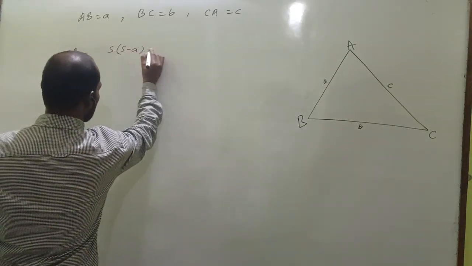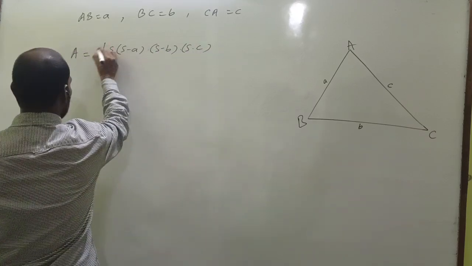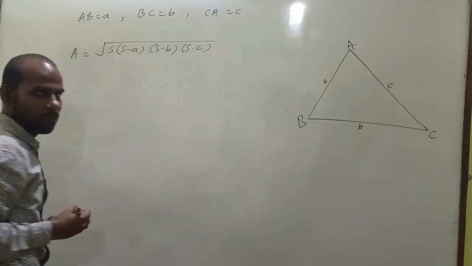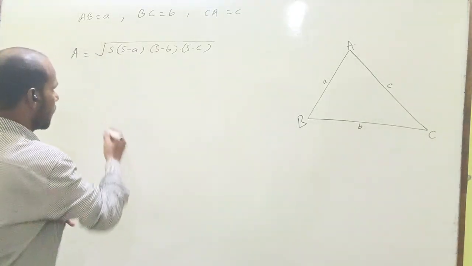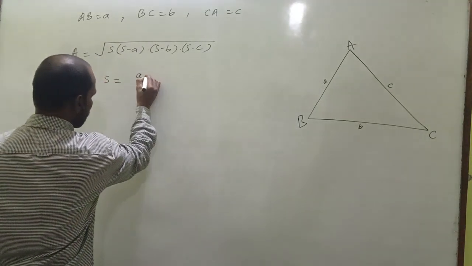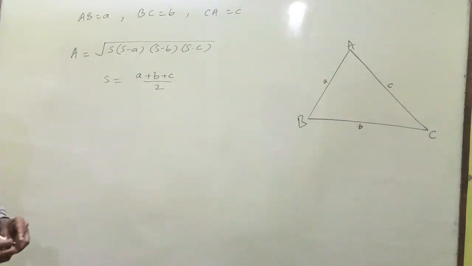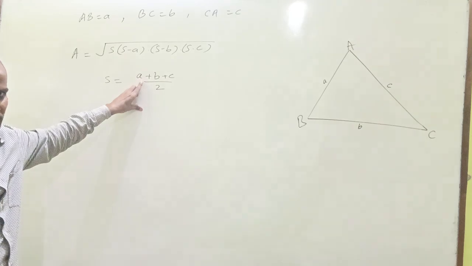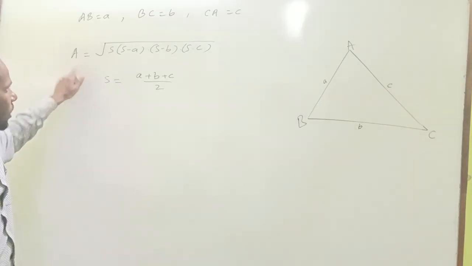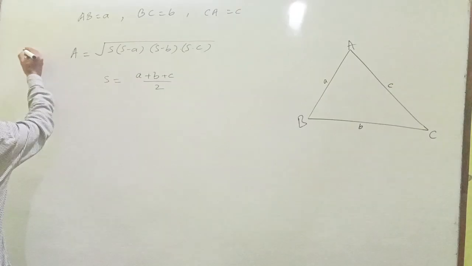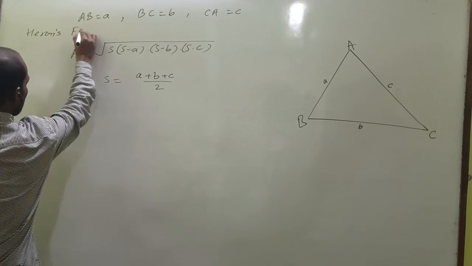the square root of S into S minus A, S minus B, S minus C, where S is called the semi-perimeter of this triangle and the value of S we can write as A plus B plus C upon 2. Semi-perimeter means the sum of all sides divided by 2, that is S. This formula is called Heron's formula.